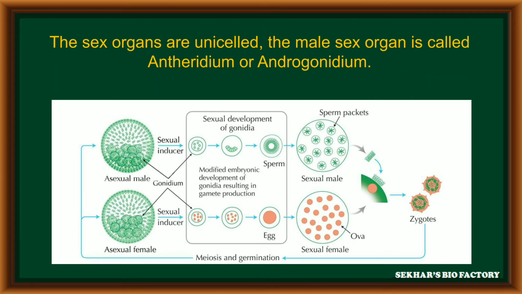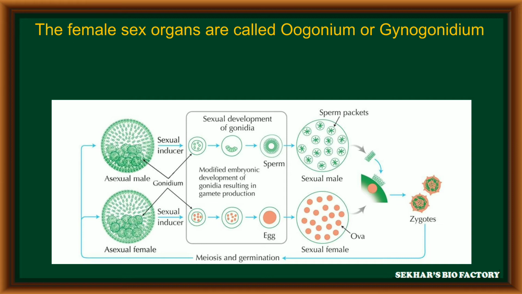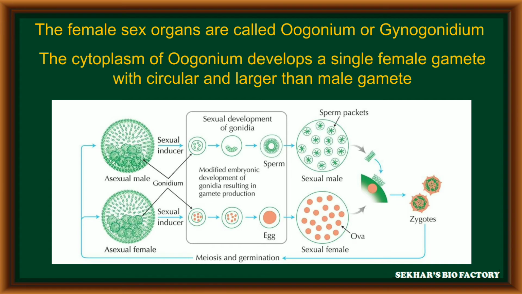The sex organs are unicellular, and the male sex organ is called the antheridium or androgonidium. The protoplast of an antheridium divides rapidly to form 128 or more biflagellated antherozoids or male gametes. The female sex organ is called the oogonium or gynogonidium. The cytoplasm of this oogonium develops a single female gamete, circular and larger than the male gamete in size.